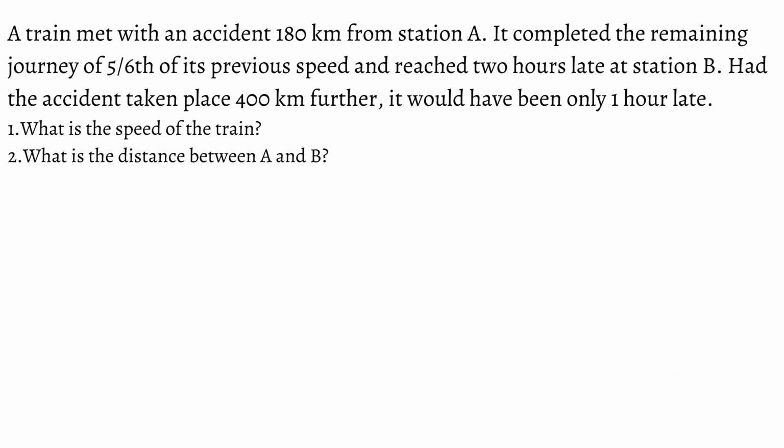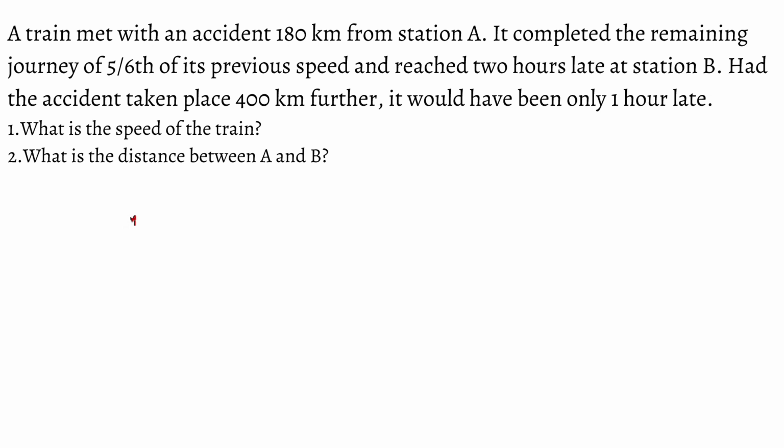A train met with an accident 180 kilometers from station A. It completed the remaining journey at 5/6 of its previous speed and reached 2 hours late at station B. Had the accident taken place 400 kilometers further, it would have been only 1 hour late. So what's the speed of the train and what is the distance between A and B?